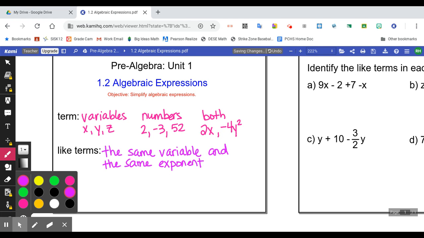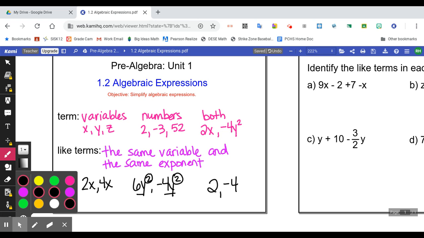So just as an example, if I gave you a few here, like terms would be something like 2x and 4x, right? Or it might be 6y squared and -4y squared. Variables are the same, exponents are the same, okay? One more set, maybe like 2 and -4. They're the same because they don't have any variables at all. So that makes them like terms, okay?